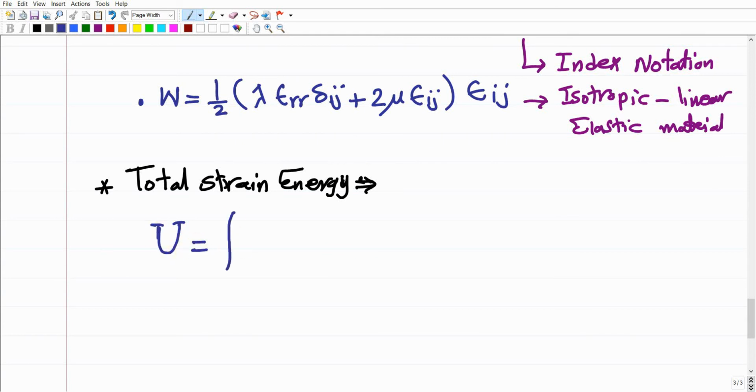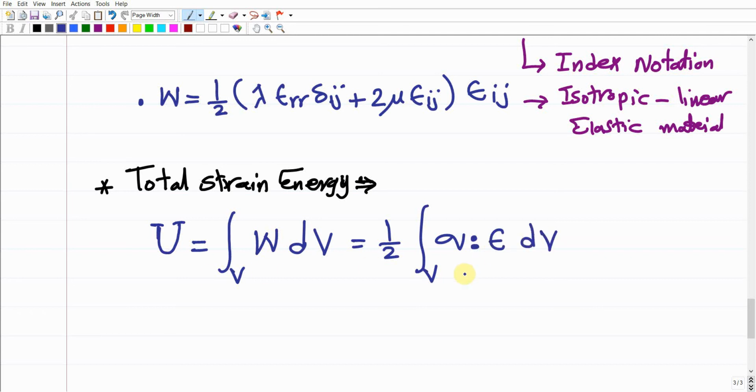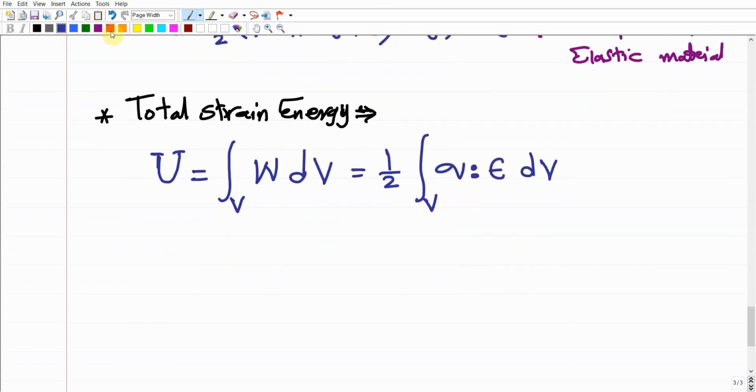It is going to be the integration, because W is per unit volume. So we are going to integrate W dV over the volume. This integration over V of W, the strain energy density function, is going to give us the total strain energy. We can simply write this as 1 over 2 times the integration over V of sigma double dot epsilon, if we decide to write this in vector notation. And remember that this is the total strain energy. Also, it is a scalar quantity because you are integrating a scalar quantity. That's why we have here the double dot product.